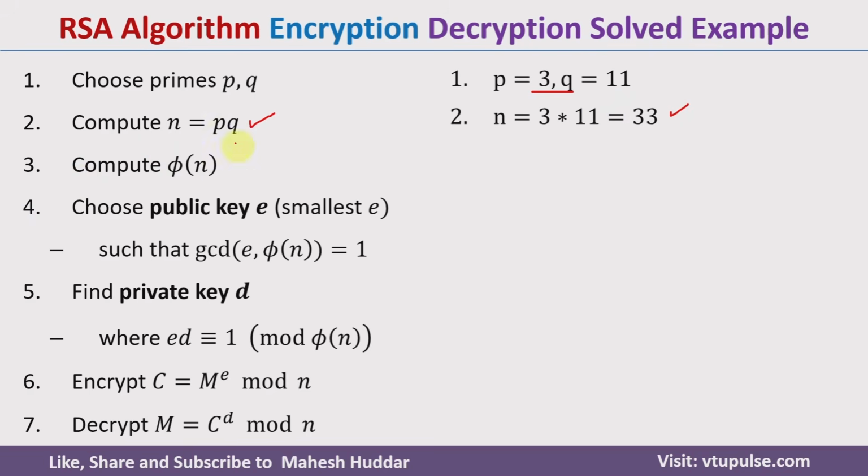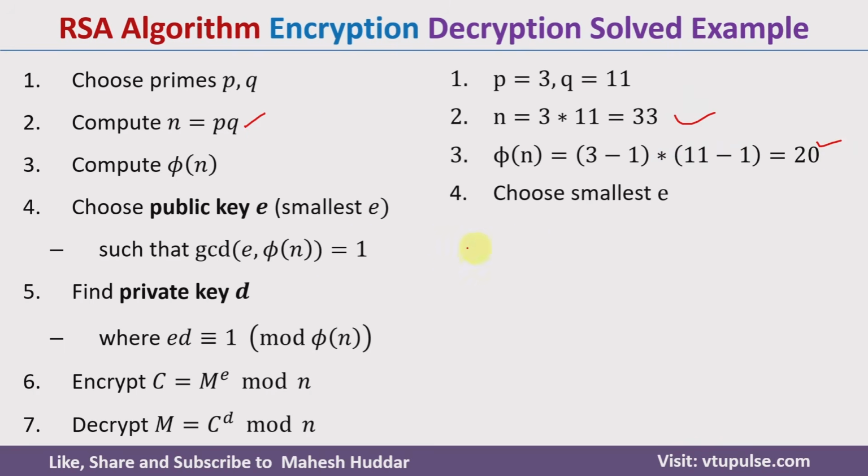In the next step, we need to compute phi of n. So, phi of n is nothing but the multiplication of p minus 1 into q minus 1. So, p is 3, 3 minus 1, multiplied with q is 11, 11 minus 1, which is equal to 20.